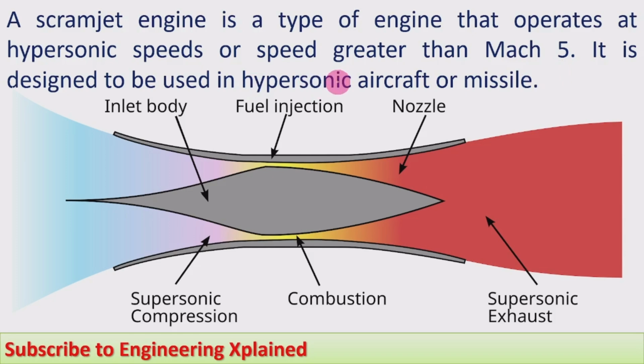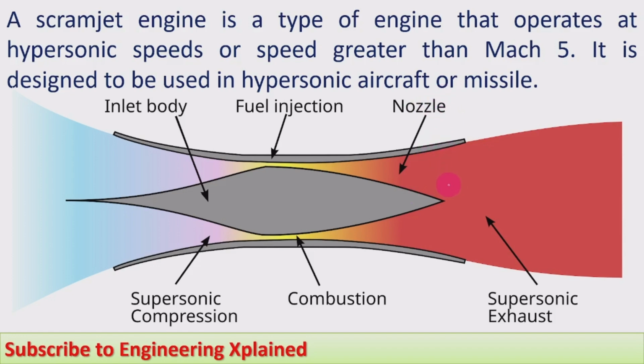Even though air is entering at a supersonic speed, combustion is at a supersonic speed, and the exhaust is also at supersonic speed, the engine operates at a hypersonic speed, that is more than Mach 5, more than 5 times the speed of sound. It is designed to be used in hypersonic aircraft or missiles. This engine is particularly used in hypersonic aircraft, missiles, launch vehicles like that.